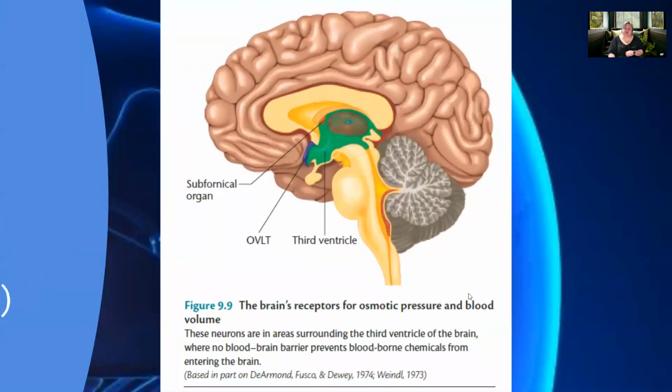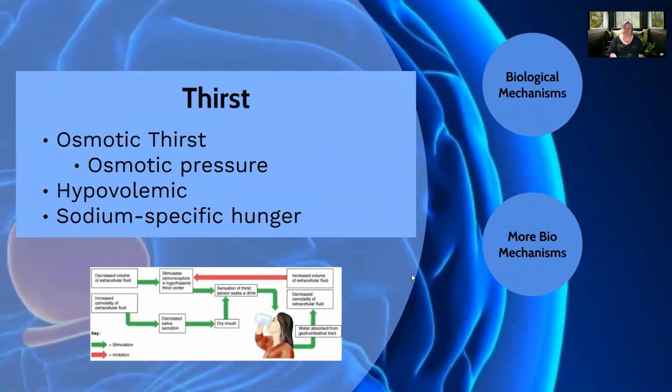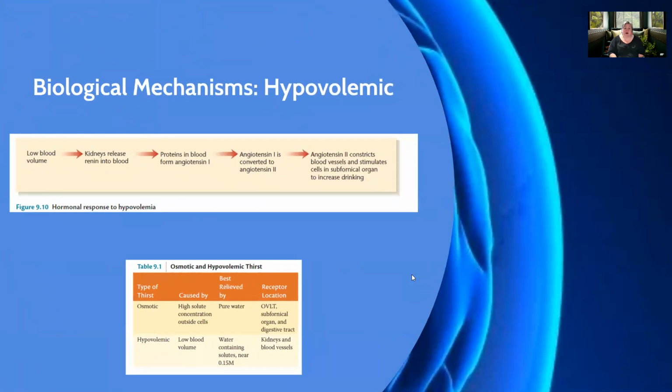I'm a visual person, so I normally like to show some kind of figure or diagram to help put it all together. So here are these different parts we're talking about. We've got the third ventricle, the OVLT, and the subfornical organ. And again, this is in your book, so you can look at these figures and study them to get an awareness of where these places are in the brain that we're talking about here. I found these figures to be pretty helpful.